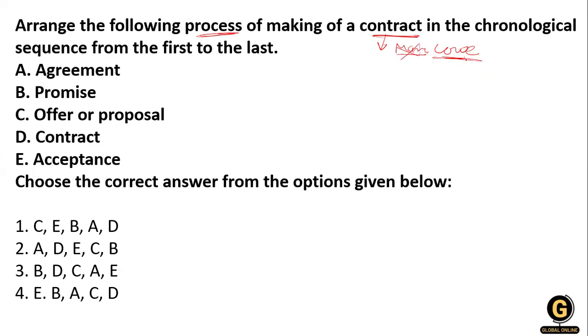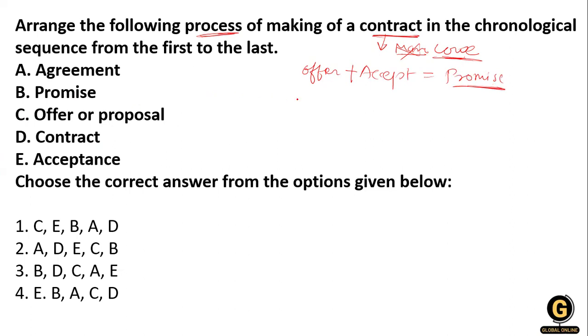So for love, at the first time, what do you do? You offer a girl or offer a boy, or you make a proposal, that I love you. After that what happens? Either she accepts or she rejects. Once she accepts, or once he accepts, what happens? It becomes a promise. That means they come under the promise.